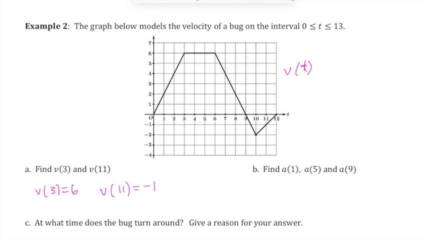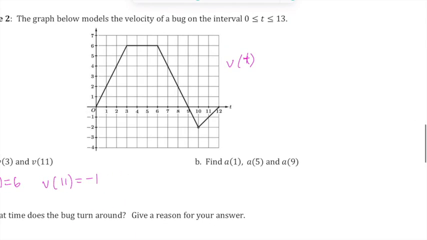Part B says find the acceleration at those 3 values. And again, remember that acceleration is equal to the derivative of the velocity. So we need to find the slope of the graph at those points. So if we go over to 1, it looks like the slope of this line is 2. If we go over to 5, which is here, go up, the slope there is 0. And if we go to 9, the slope here is going to be -2.